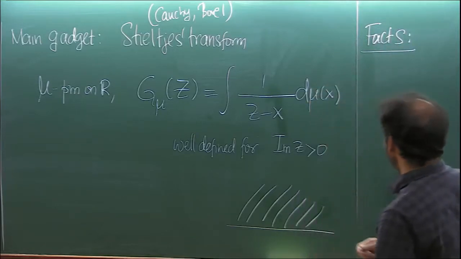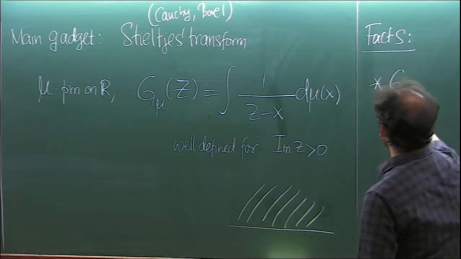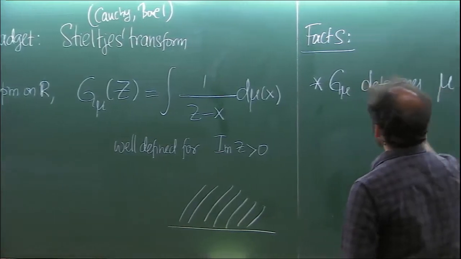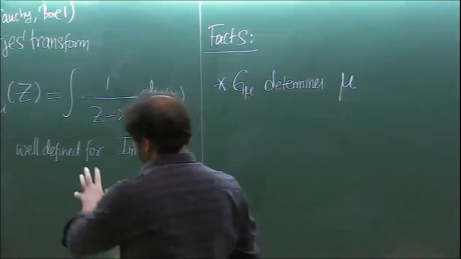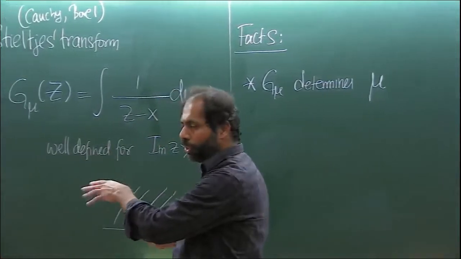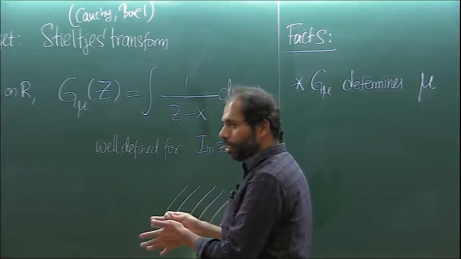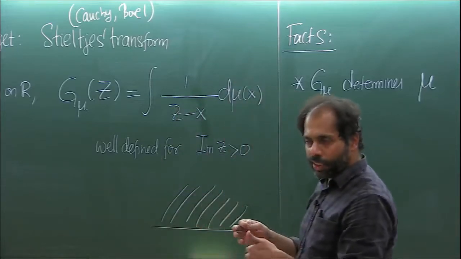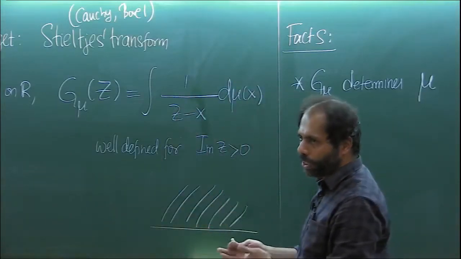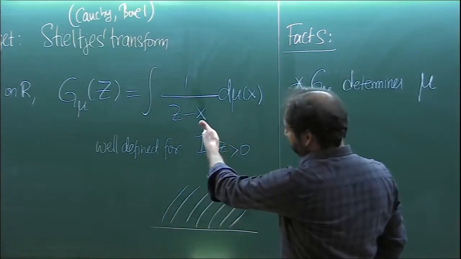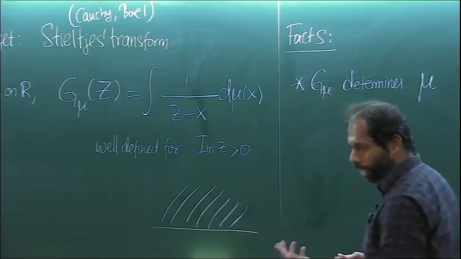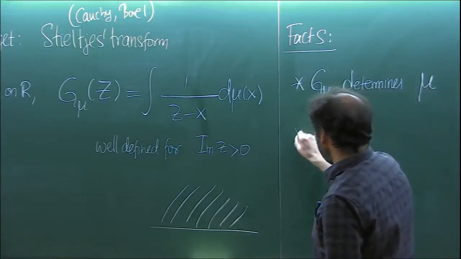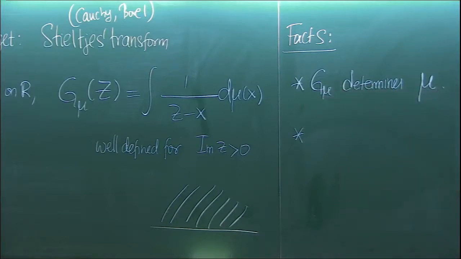G_mu determines mu. That's the first thing. In some sense, the way to think of the Fourier transform or the Stieltjes transform is that, at least in nice enough situations, you can expand it in powers of x, and it has all the information of all the moments together at once. But this is well defined even if mu has no moments, like with the Fourier transform. So G_mu always determines mu. But why is that the case?